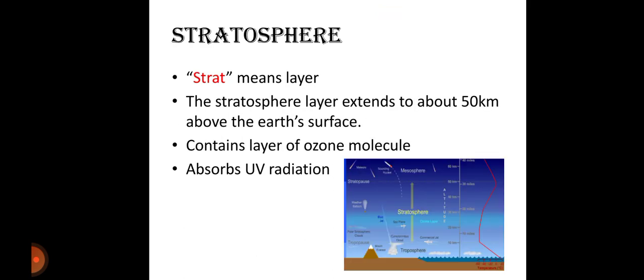The next layer is stratosphere. Strat means layer. Stratosphere layer extends to about 50 km above the Earth's surface. This layer of our atmosphere has its own set of layers. It's the region where airplanes fly. This layer contains thin layer of ozone molecule which forms a protective layer and absorbs harmful ultraviolet radiations from the sun. The high altitude weather balloons fly into the stratosphere for monitoring atmospheric conditions and climate research.